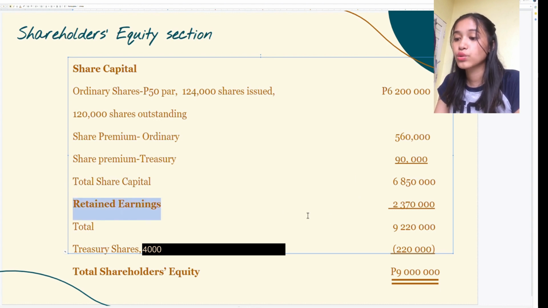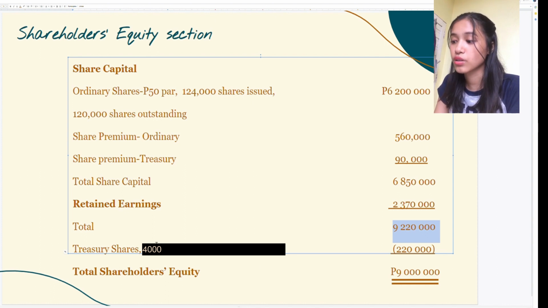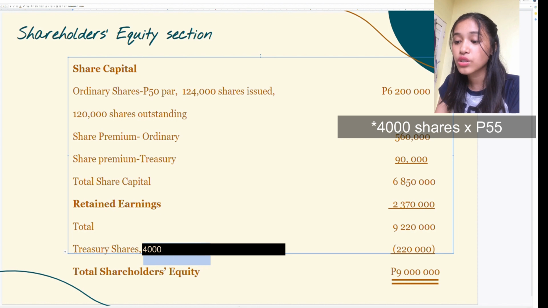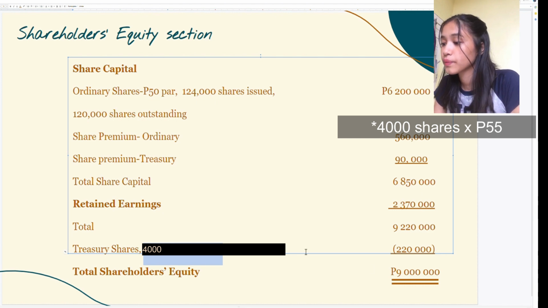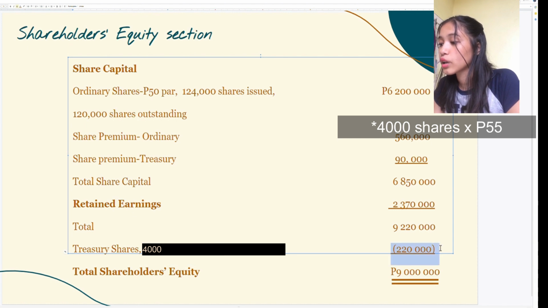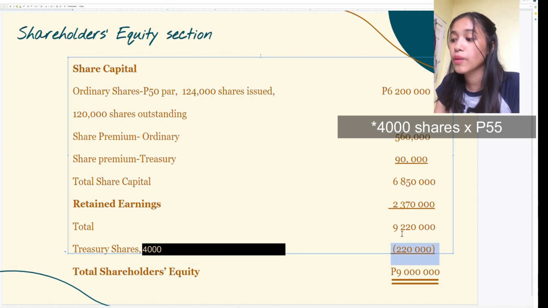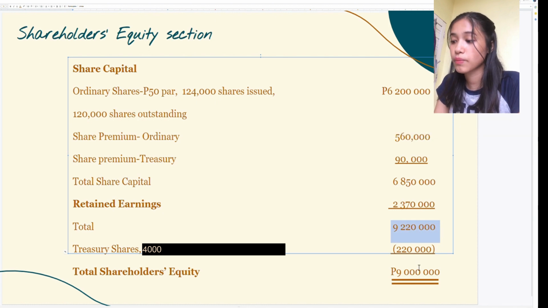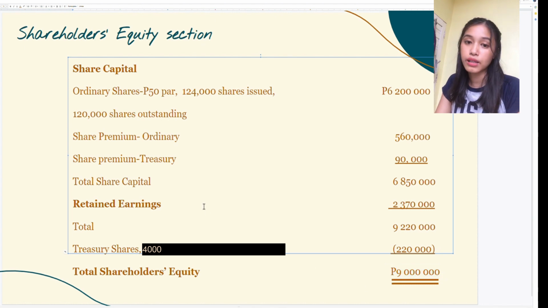And we will add this to the retained earnings, which is 2,370,000. The total will be 9,220,000 pesos. But since we have treasury shares, which is 2,000 shares multiplied by its original cost, 110 pesos, we are going to deduct 220,000 pesos from 9,220,000 pesos. So the total shareholders' equity will be 9 million pesos.